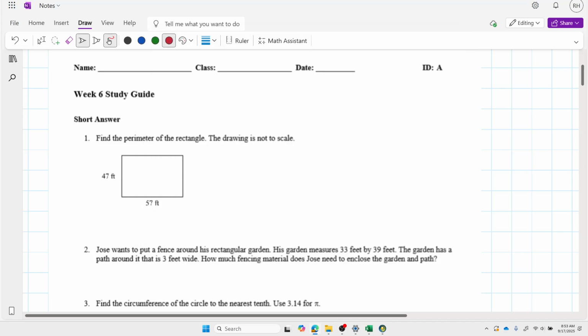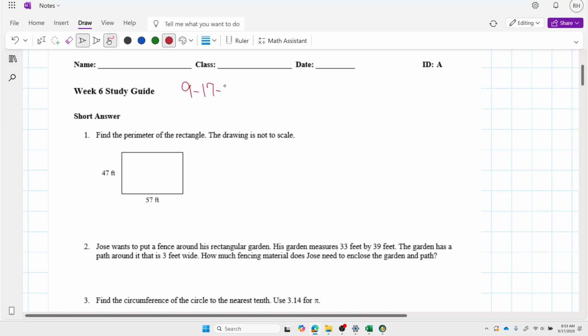All right, again, be sure that you have your notes labeled, okay? Week 6 study guide, maybe a date next to that. Today's 9/17. Some of you, I was looking through your notebooks trying to find your study guide. I couldn't find it because nothing was labeled. So please label your notes each day.